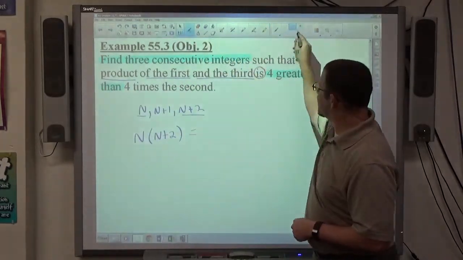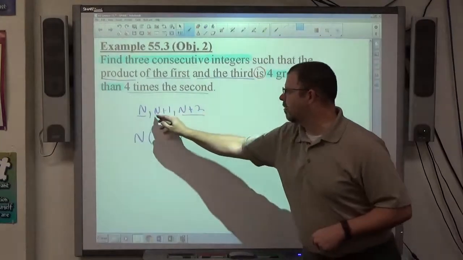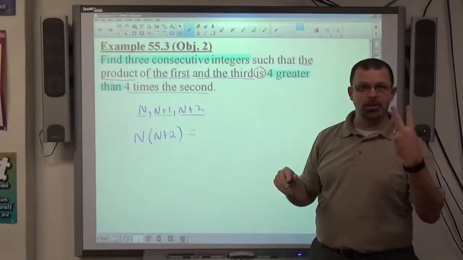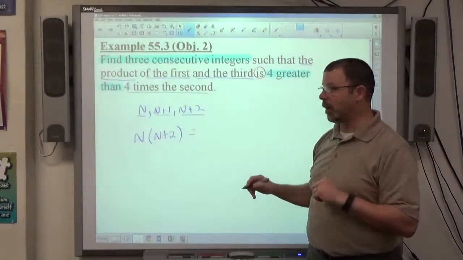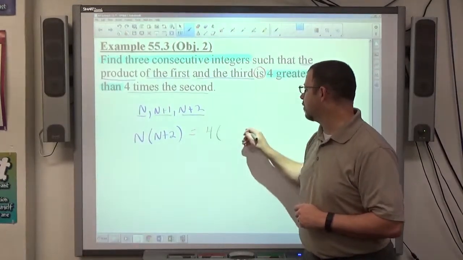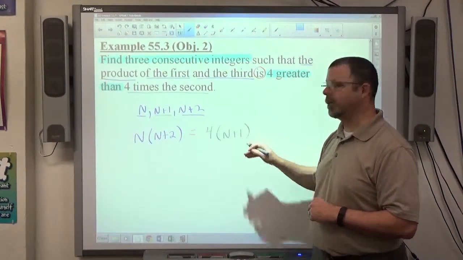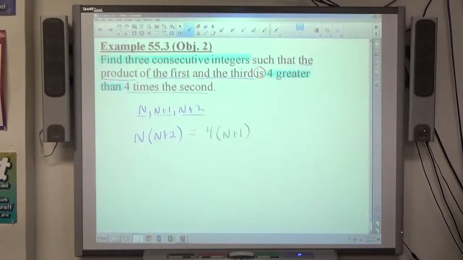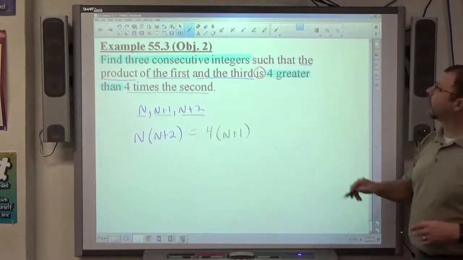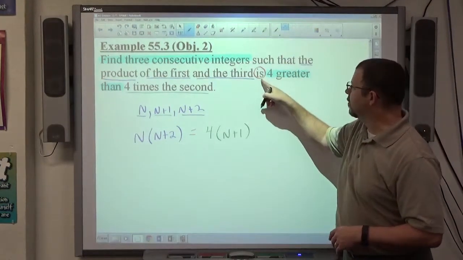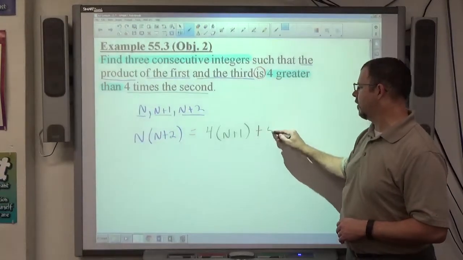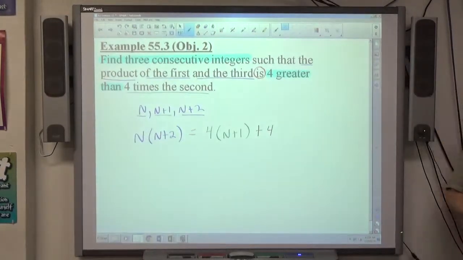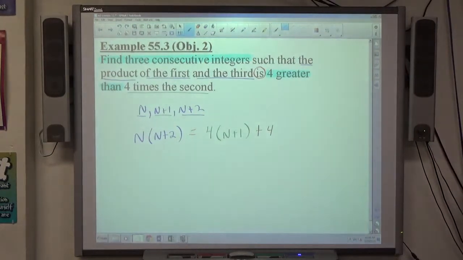4 times the second is just 4 times n plus 1. Keep in mind n plus 1 is two objects being represented as 1. So to do 4 times the second, I have to put the second in parentheses. Don't forget things like that when you're writing equations. And then the 4 greater than happens after the word "is," so that means plus 4 gets over here to the right hand side. We fix it like so. So that's job 1. Get the equation written.